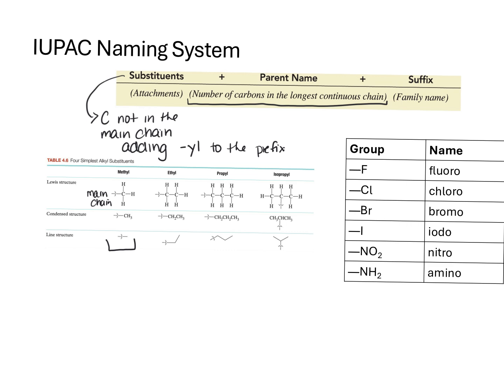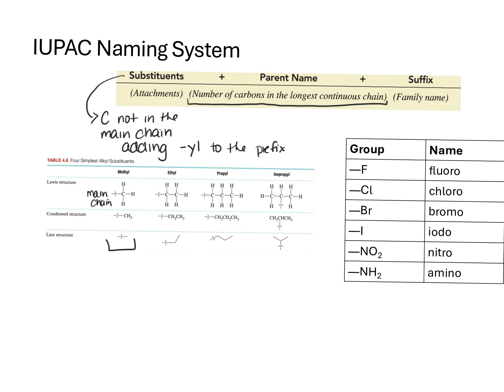We can have other substituents that are not just carbon-based. Our most common ones are here. So if it's fluorine, we call it fluoro. Chlorine, we call it chloro. Bromine is bromo. Iodine is iodo. NO2 is called nitro. And NH2 a lot of times is called amino.